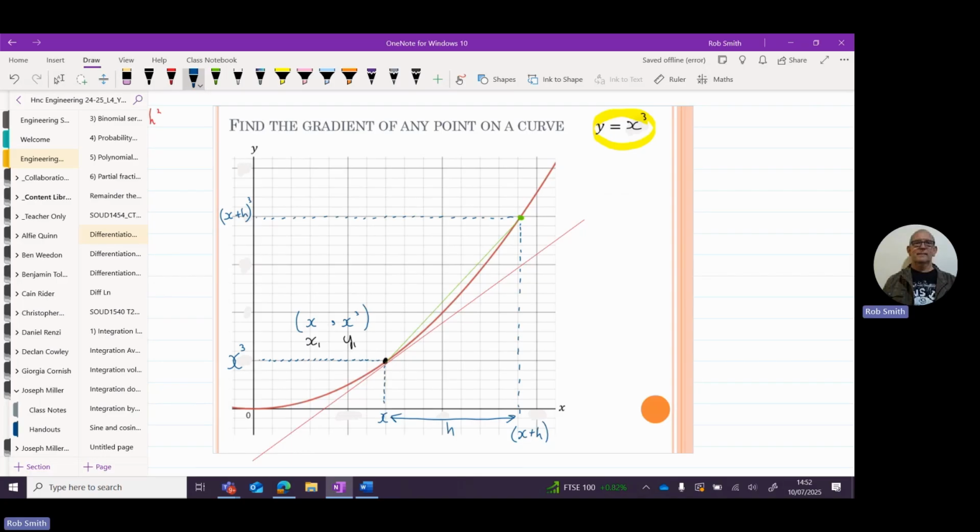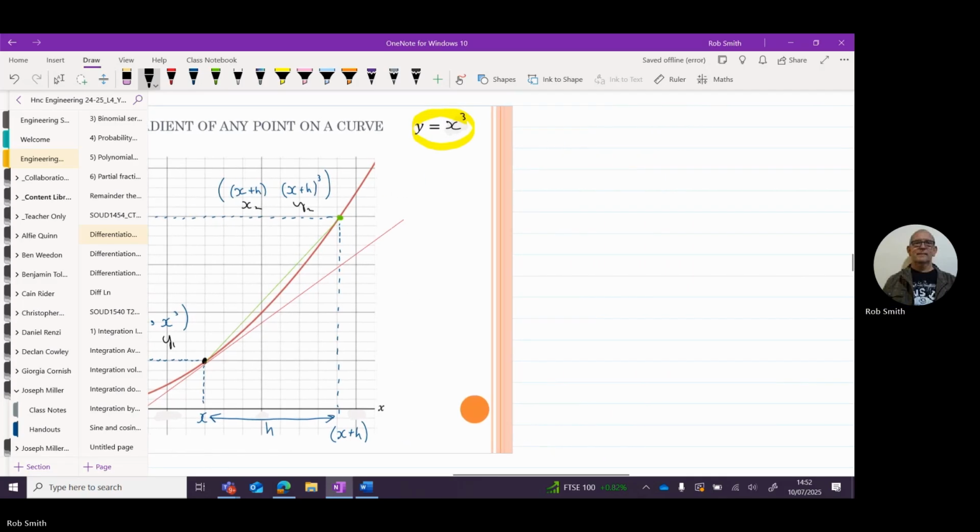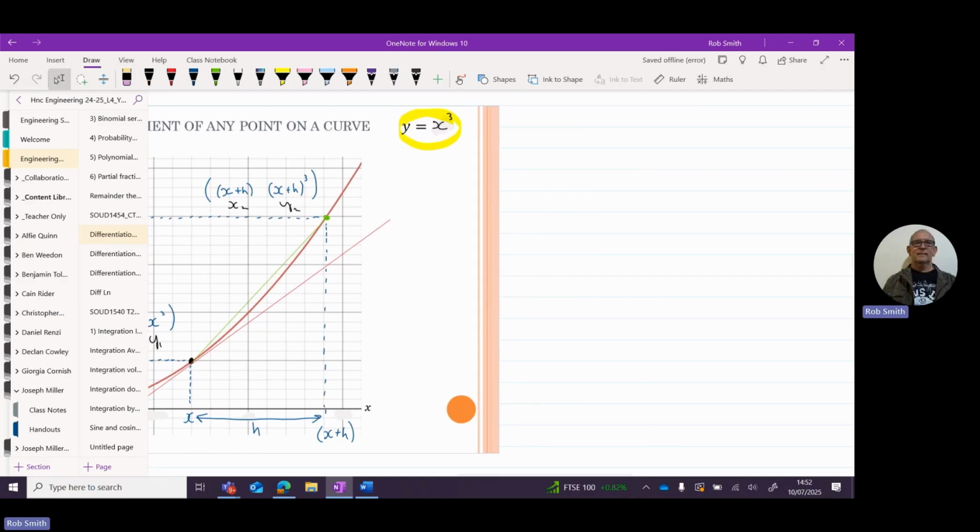Okay, so now I can put my coordinates of the green dot. The coordinates are x plus h, and then the y is going to be x plus h all to the power 3. And my coordinates for the green dot are going to be x2, y2. So we're ready now to write our formula down. We know what our formula for gradient is.